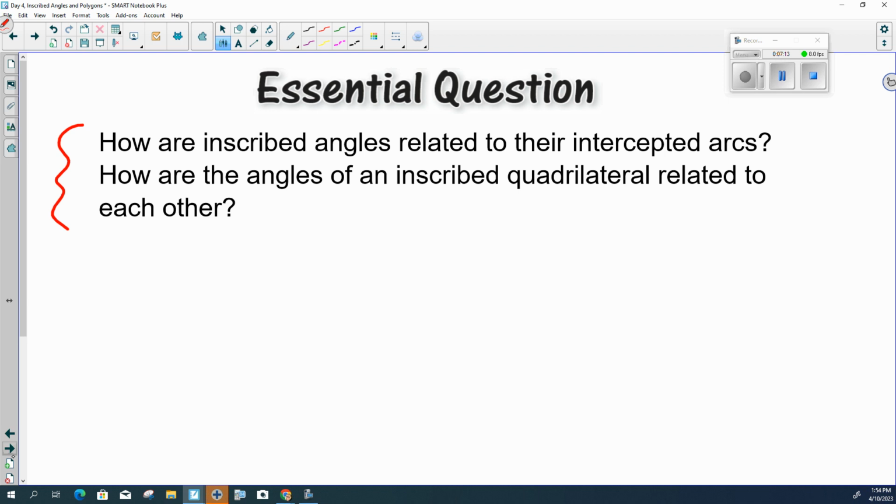So within our essential questions that we're going to be answering today, we don't know right now what an inscribed angle is. We don't know yet what their intercepted arcs are. And we've also never seen an inscribed quadrilateral. So those are the 3 things that we're going to be learning about today. If you look at the next 4 theorems, they have to do with inscribed angles and inscribed shapes.